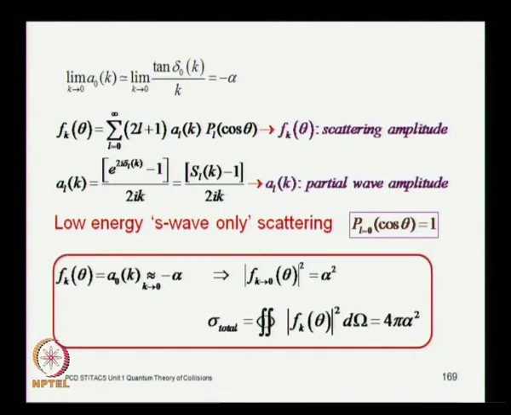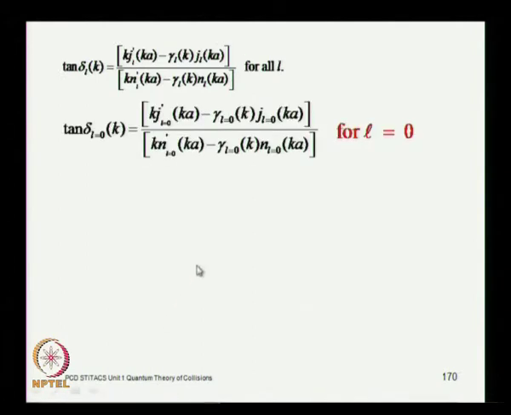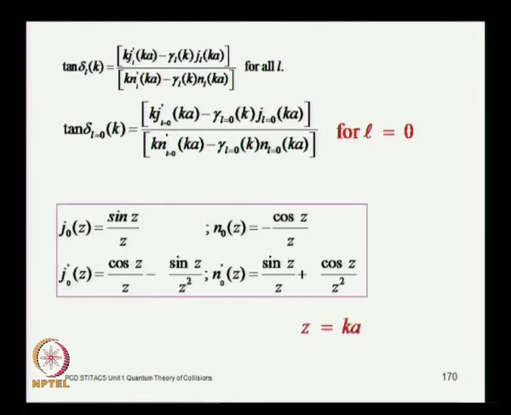If you integrate it over all the angles, you will get the total scattering cross section, which will be just the total solid angle, which is 4 pi times alpha square, which of course will have dimensions of length square. So, that is what we get, and let us look at this expression for L equal to 0. For L greater than 0, we have already looked at the expression for tan delta. We have seen that it goes as k to the power 2L plus 1. Now, let us see what it does for L equal to 0. For L equal to 0, you have explicit expressions for the Bessel functions which are exact.